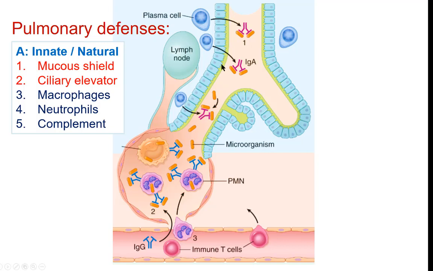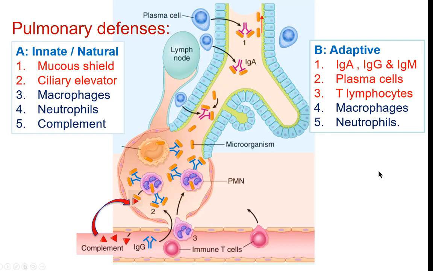Important is the mucus shield, which is continuously moving upward by the ciliary movement, which takes the bacteria away and also foreign bodies. And neutrophils and macrophages and complement from the blood, which will be constantly supplied, attack the bacteria directly without immune activation.